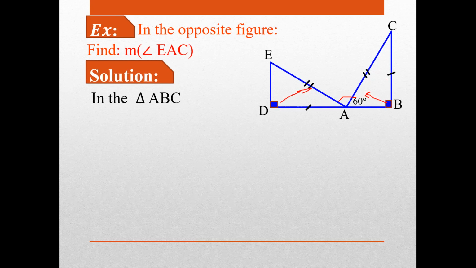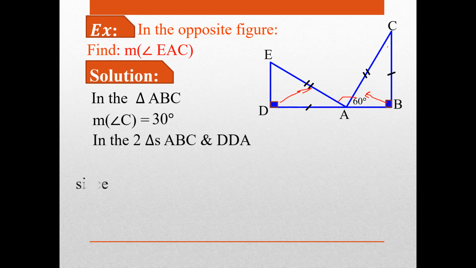Let's write our proof. In the triangle ABC, we first find the measure of angle C. If angle CAB equals 60 degrees and the measure of angle CBA equals 90 degrees, it's a right angle. So the measure of angle C will equal 180 minus the sum of the other two angles, 60 plus 90, which equals 30 degrees.